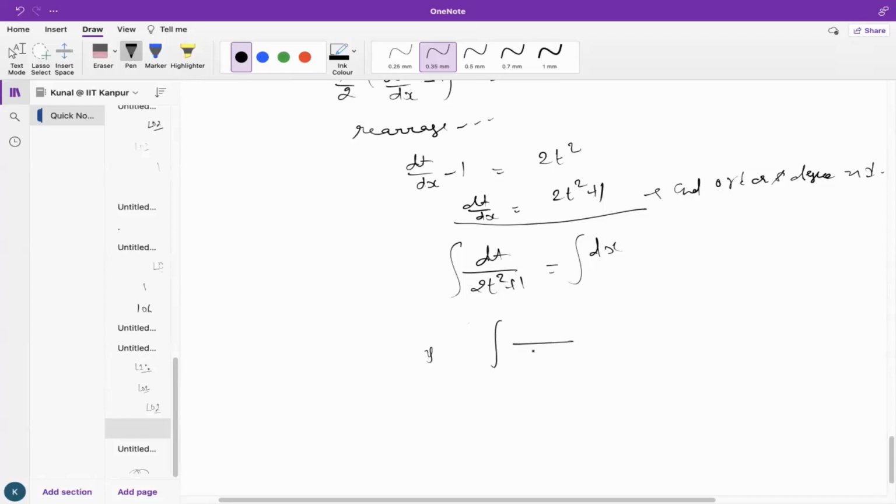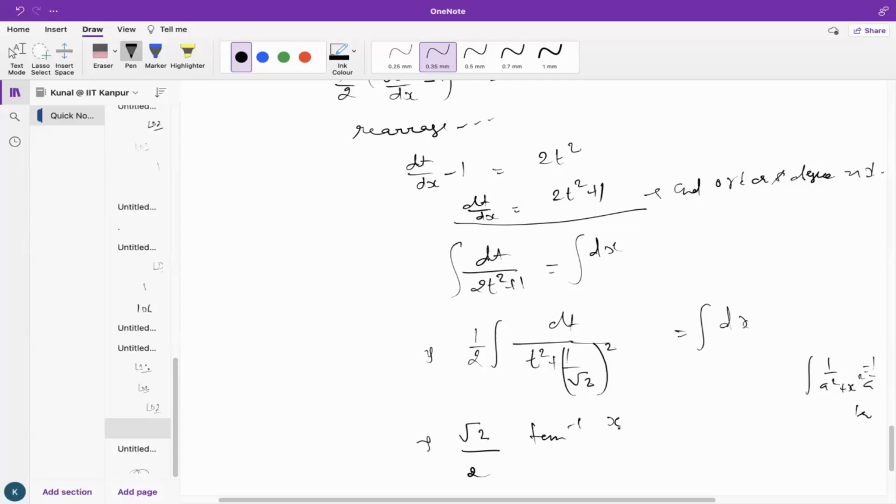So when we take the common, we will get t square plus 1 by root 2 whole square. We can write it in this form, and there will be dt and there will be 1 by 2. And we know that the integration of 1 by a square plus x square is nothing but 1 by a tan inverse of x by a, which is equal to x plus some constant.